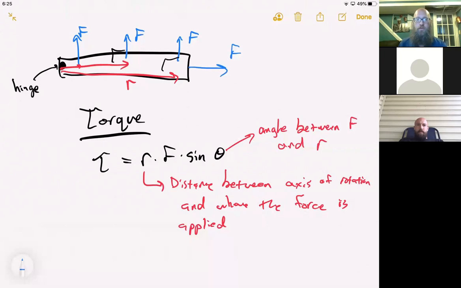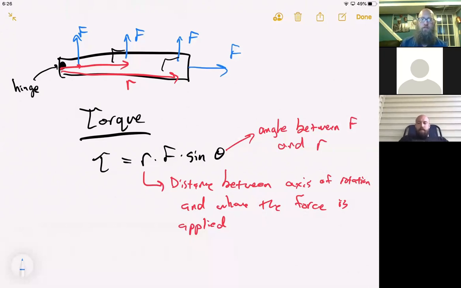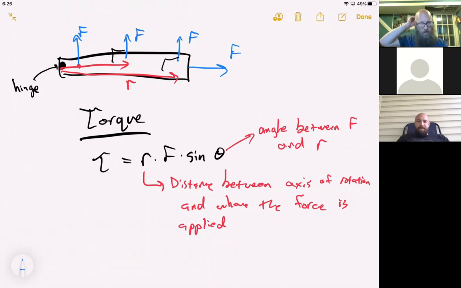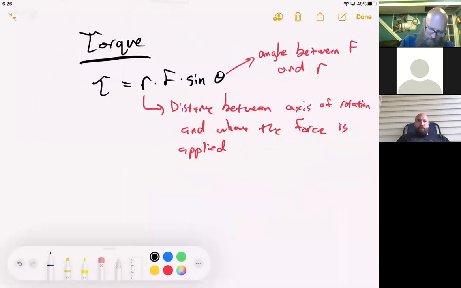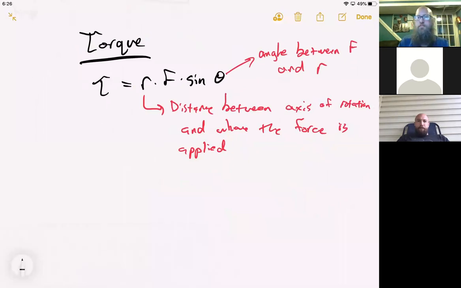I get no torque when I pull on a door like that, right? Have you ever tried to open a door by pulling it away from the hinge? If you have, why? What was your thought pattern for that? No, so you're going to apply some force to the hinge, right? It's going to stress the hinge, but it's not going to make the door rotate. So there is no torque there.